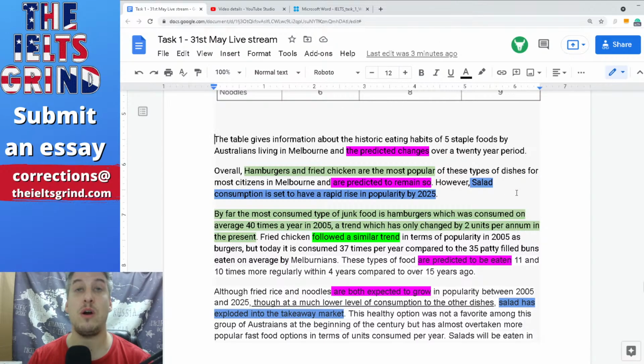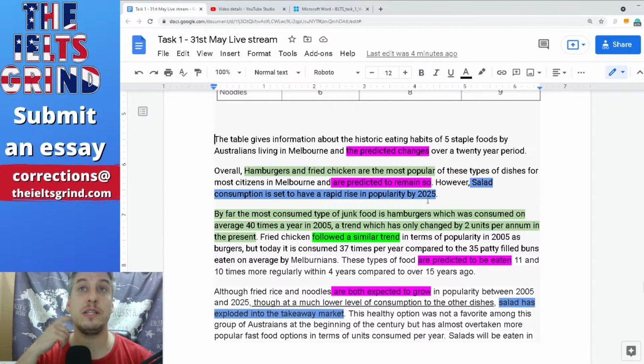I also put it there because when you're describing something, it's good to give the big picture and then fill in the details. So logically, that's the way we write and talk in English. Okay? It's basically giving the answer to the question first and then providing the details, just like we do when we speak. So this is my overview. Overall, hamburgers and fried chicken are the most popular of these types of dishes for most citizens in Melbourne and are predicted to remain so. However, salad consumption is set to have a rapid rise in popularity by 2025.